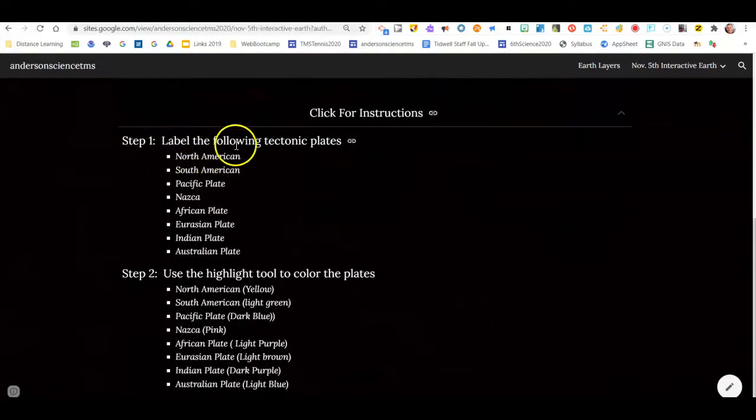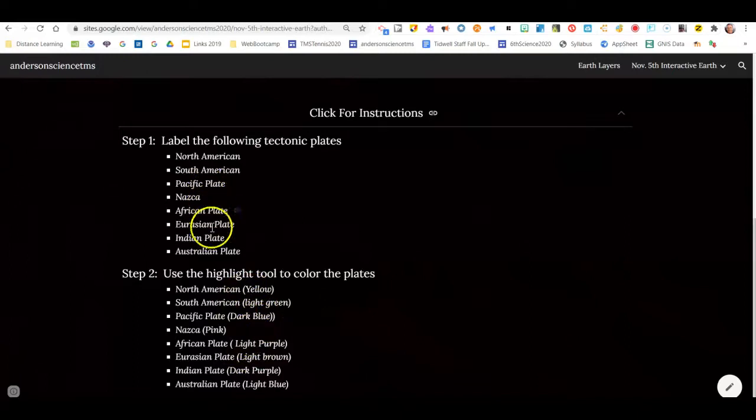You're just going to label the pear deck slide with the following plates. And I want you to use the little text tool so they're legible, easy to read. Okay, you're going to label all of these plates. And then you're going to use the highlight tool to actually color the plates. And these are the colors that I want you to make sure that you color each one of these plates.